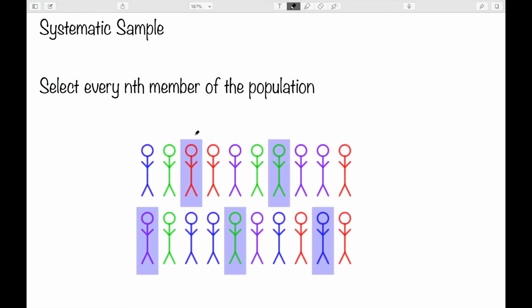And here's a diagram that shows here we selected every 4th person. So we selected this person, and we did 1, 2, 3, 4, and repeated that count each time. So in this case, we selected every 4th member of the population.